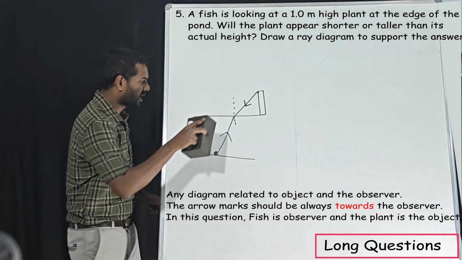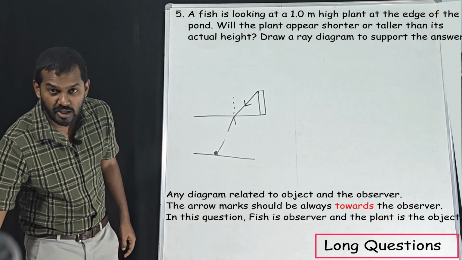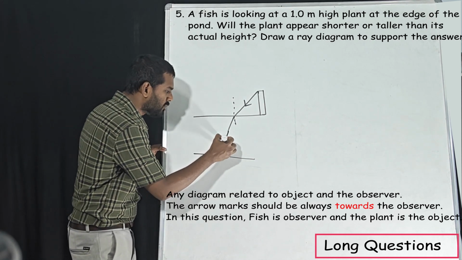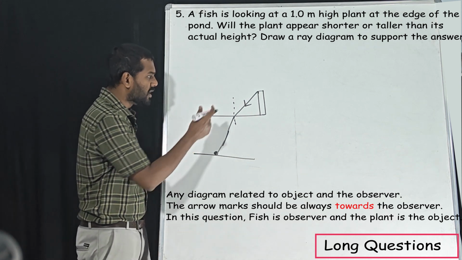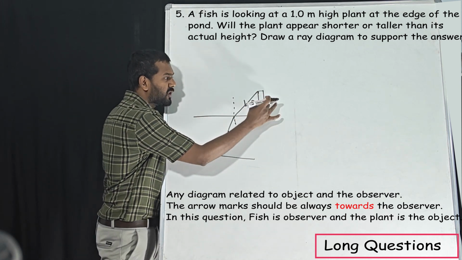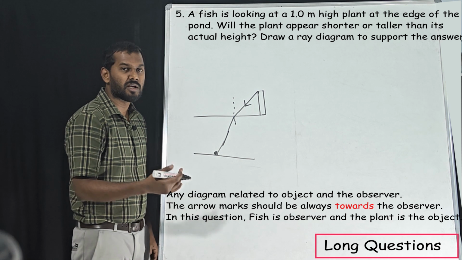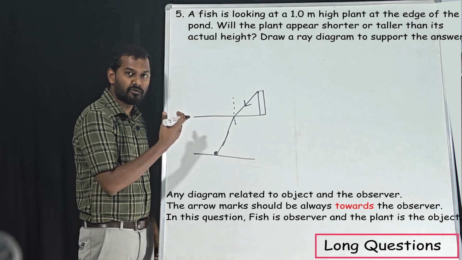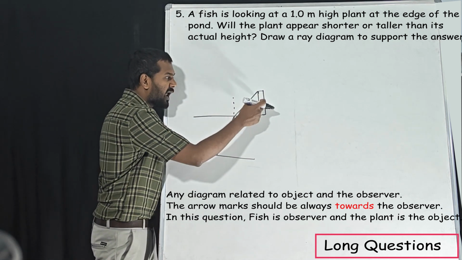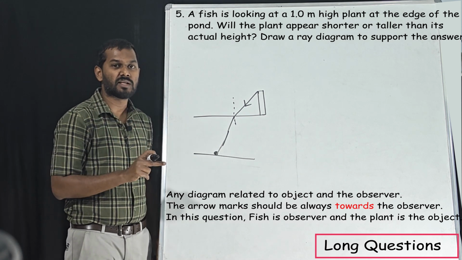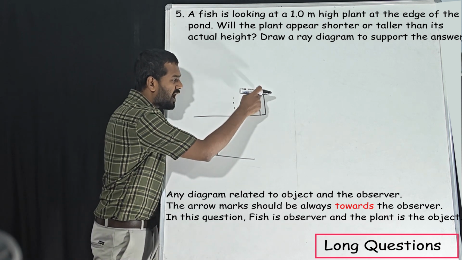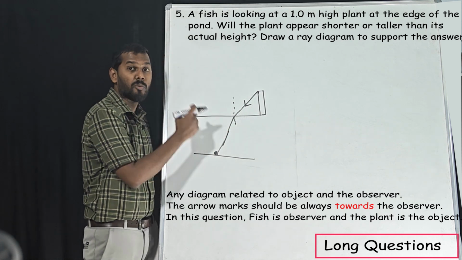See, always keep this in mind: the light ray goes from the object to the person or the fish that is viewing it. So the light ray always goes from the object. Which is the object here? What we are seeing, what is the fish seeing? The plant is considered as an object. Whatever we see, that is considered as an object. The light ray always has to go from the object. Keep this in mind.